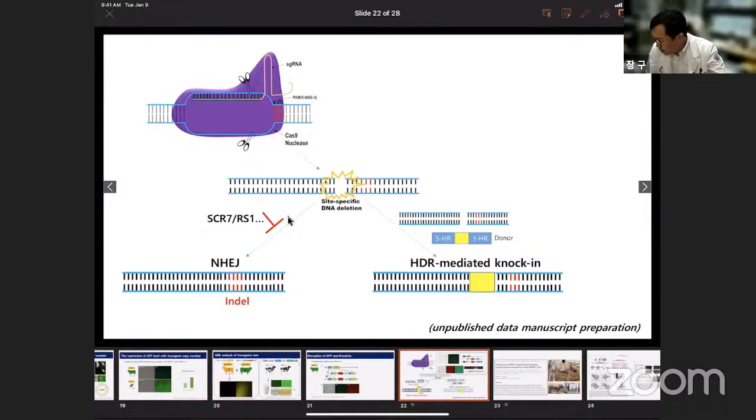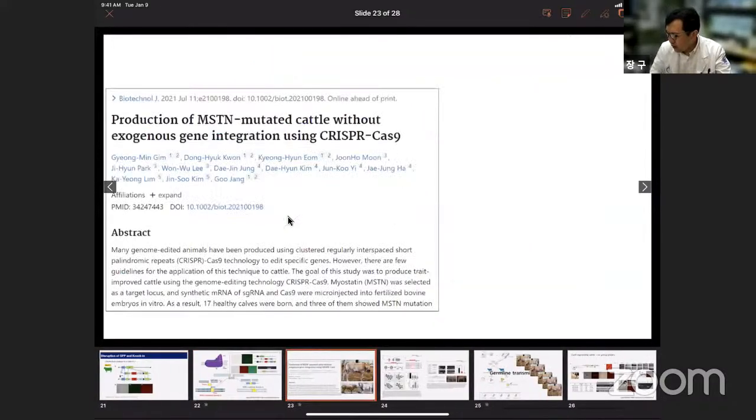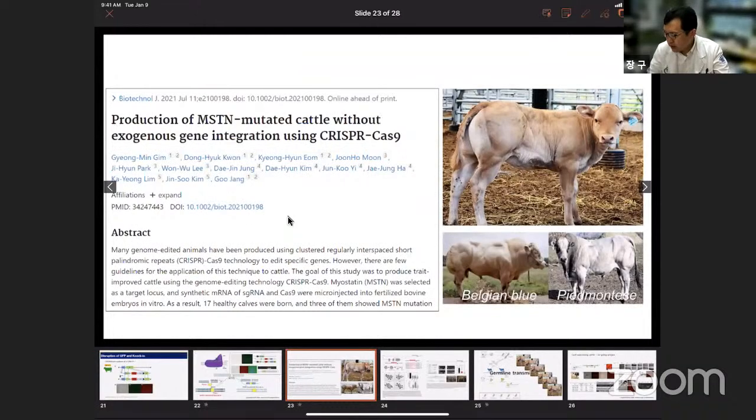If you want more information, if you Google CRISPR-Cas9, thousands of papers provide the basic information on how the CRISPR-Cas9 system works. We have spent over five years optimizing the CRISPR-Cas9 system in cattle. And finally, we can generate myostatin-mutated cattle without exogenous gene integration using CRISPR-Cas9.